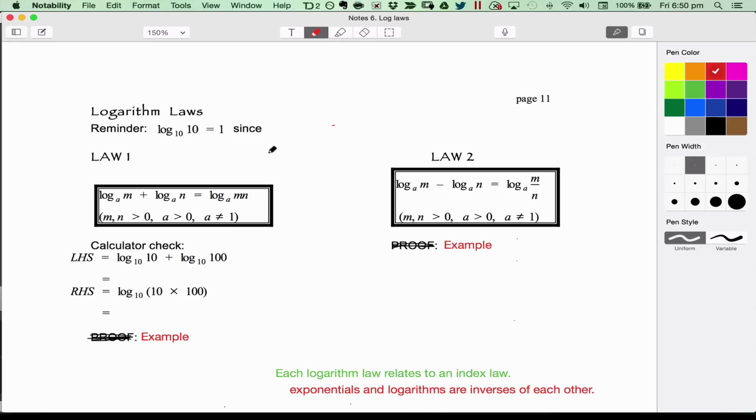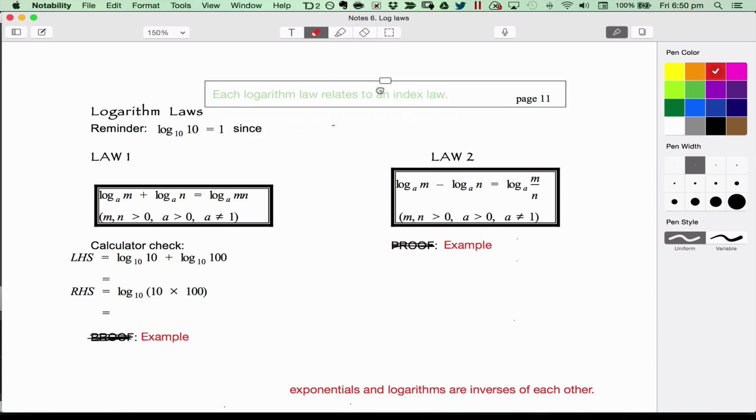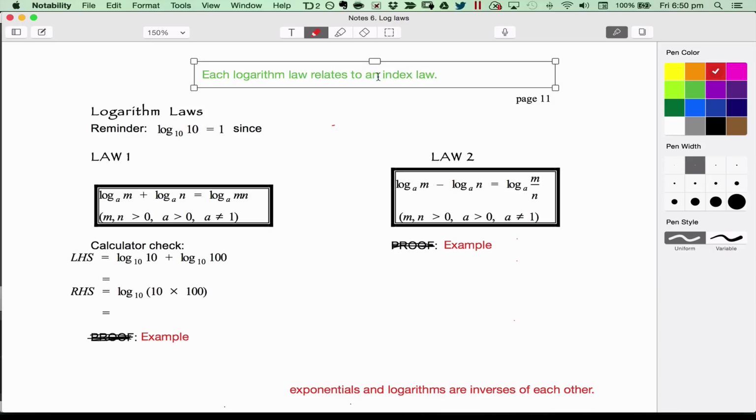The main thing we need to remember before we look at the logarithm laws is that each law we're going to look at today relates to an index law. And that's really important. I've put that in green and I'll be putting the index laws that relate to each of these logarithmic laws in green underneath them as well, so you can see that really clearly.